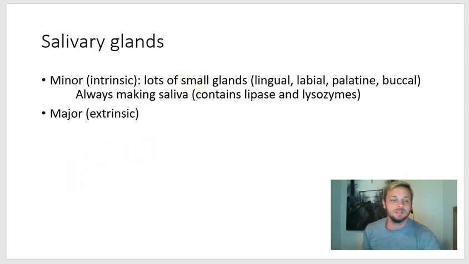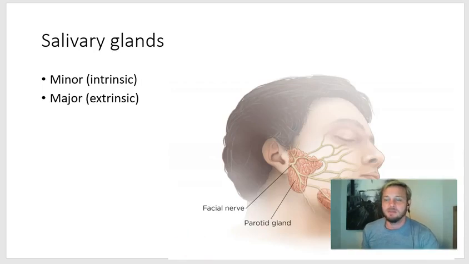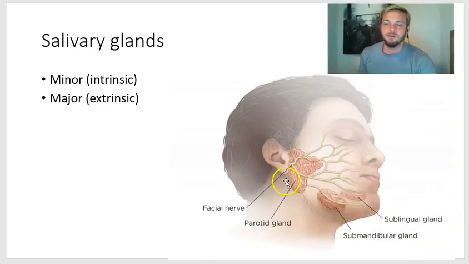Then your major ones, that's going to be these three right here. So you have your parotid salivary gland up here by the ear, your submandibular down here on the lower, on the mandible, and then sublingual underneath the tongue.